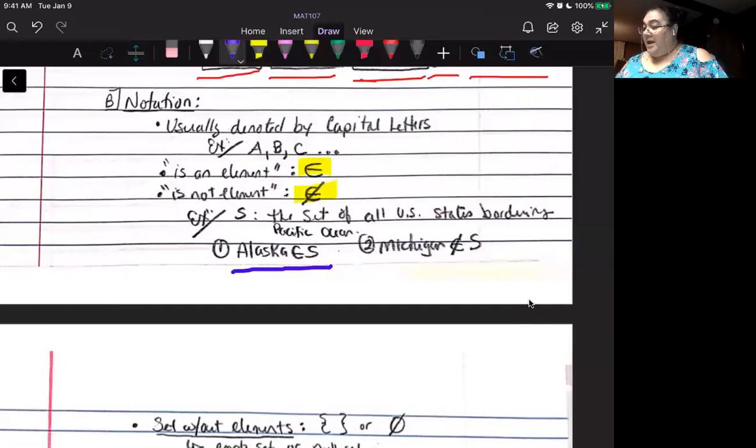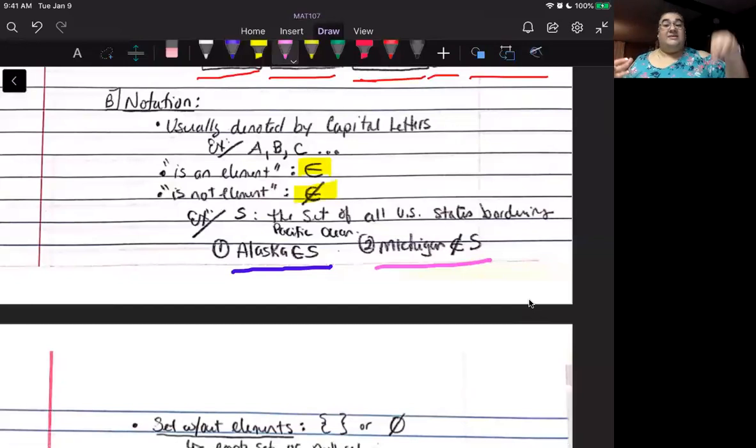Okay? If I write it like this, I'm saying Michigan is not an element of set S. That's what this means right here. Michigan, the symbol is not an element of, and the name of the set, because we usually denote sets, the sets we're talking about, we name them by giving them capital letters. Okay, so if I want to talk about the set of all the unpaired socks in your drawer, I might call that set capital S for socks.